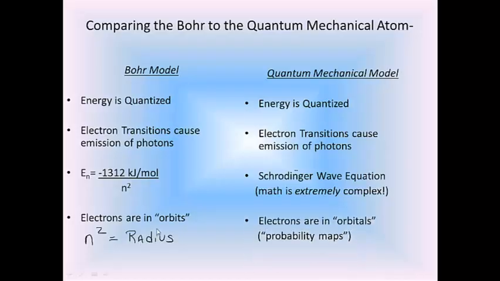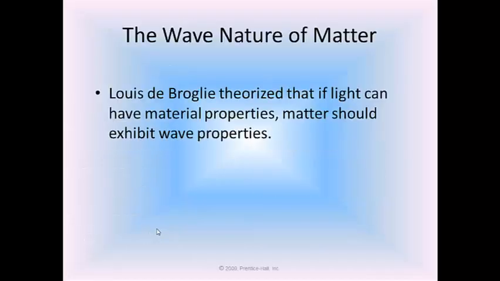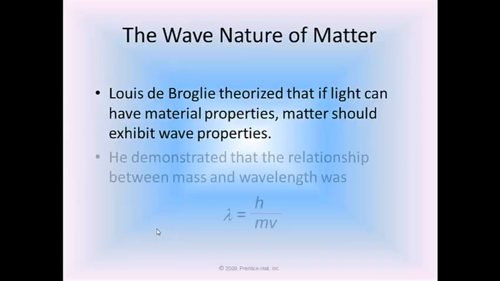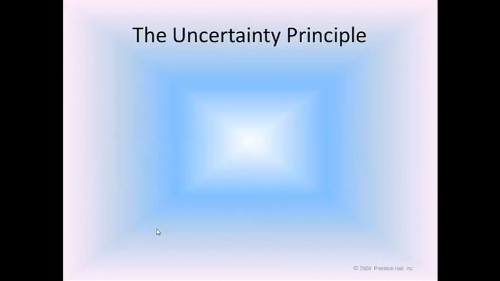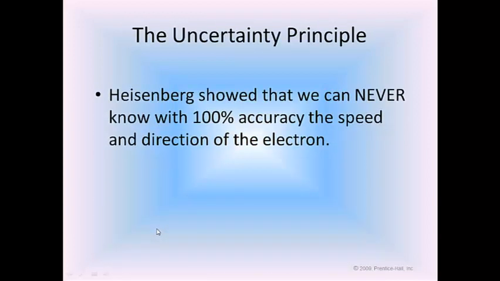So 50-50. In the quantum mechanical model, the electrons are in orbitals. It's a probability map. Wave nature of matter, we already discussed this in one of the other videos. De Broglie basically theorized that if light can have material properties, matter, aka material, should exhibit wave properties. Heisenberg uncertainty principle, you had first year. Heisenberg showed that we can never actually know the speed and direction of the electrons. We cannot, with 100% accuracy, calculate the position and speed of an electron.